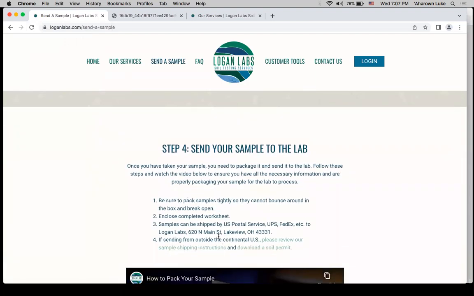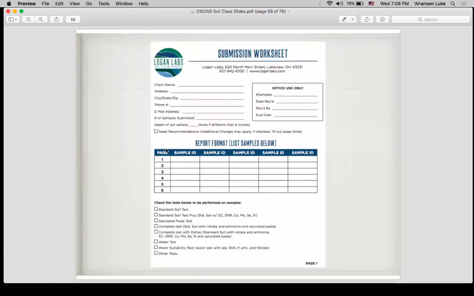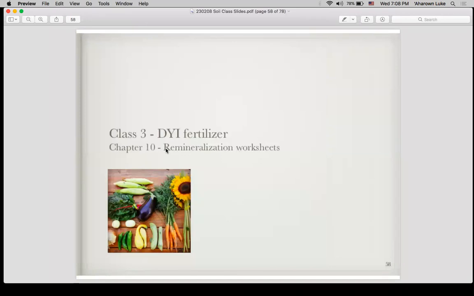And then basically you just mail it to them, and then you don't send them money, they invoice you once they get it. And then after you pay, they send you the results, usually by email, with your soils results. So back to the deck. And covered most of this stuff.